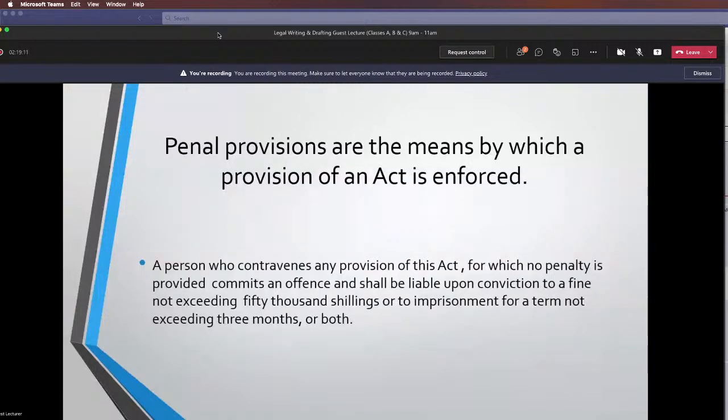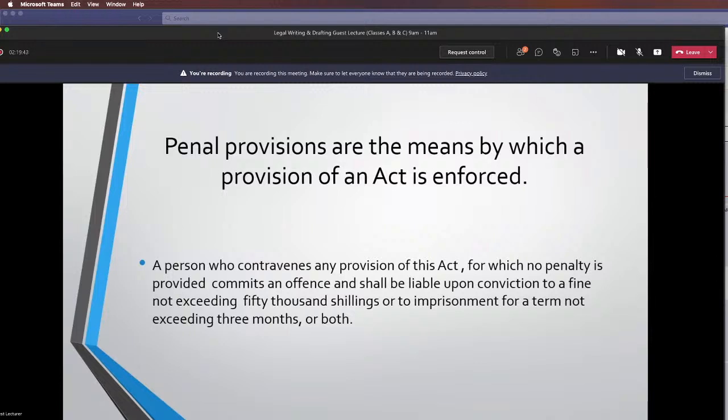You see, it does not have the words "is guilty of an offense." That would be poor drafting. We avoid saying guilty of an offense because we presume that guilt is only determined by the court. It cannot be determined at this level of drafting. So we say if you commit an offense and are convicted, then you are liable. We provide for a fine, we provide for a prison term, and we may provide for both.